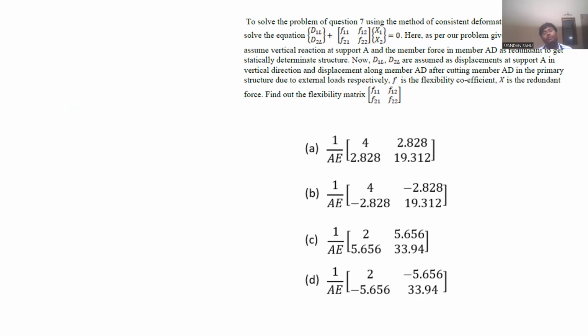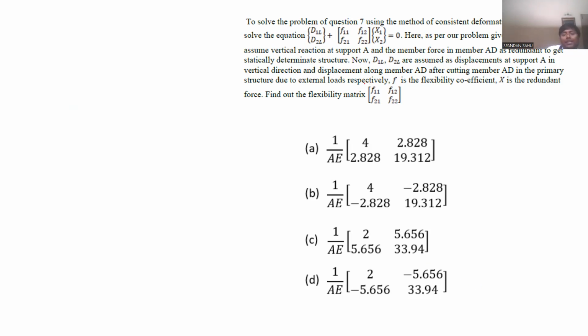To solve the problem, question number 7, using the method of consistent deformation, we need to solve the equation matrix. Here is the problem given in question number 7. Question 7 is the previous question only. Yes, sir. Yes. Assume the vertical reaction at support A and the force in member AD as redundant.